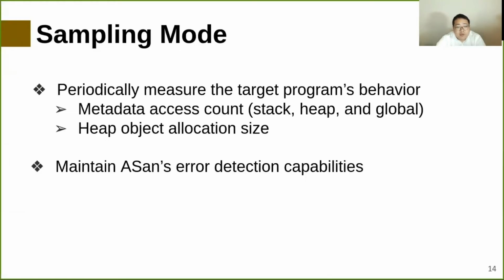For this dynamic switching mode, we thought about measuring the target application's current behavior periodically. So we designed a sampling mode that extracts the target program's behavior, such as the metadata access count and heap object allocation size, with the current mutated input. Also, sampling mode maintains the same detection capability as Address Sanitizer so as not to miss any bugs during sampling.